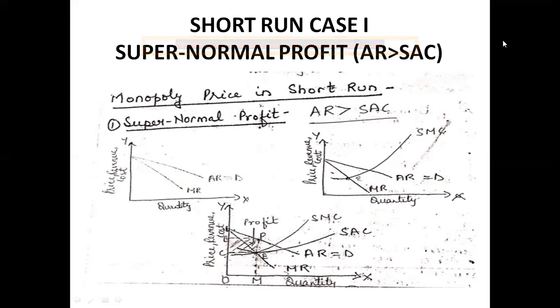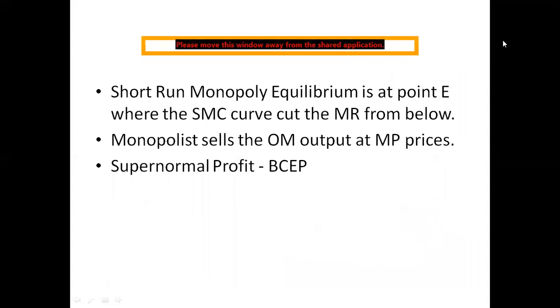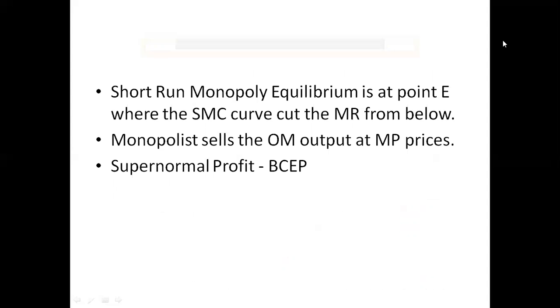So when the average revenue is greater than the short run average cost, then the condition is of profit. So we can see in the plotted graph that BPEC is the profit because average revenue is greater than the short run average cost. So short run monopoly equilibrium we have seen at point E, where the short run marginal cost curve cuts the marginal revenue from below. So the monopolist sets OM output at MP price and the supernormal profit is BCEP.